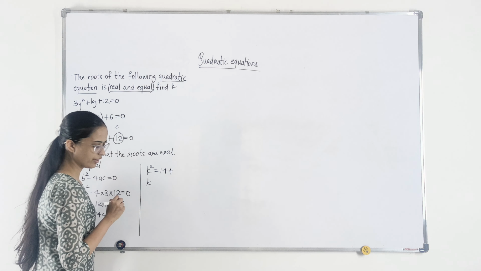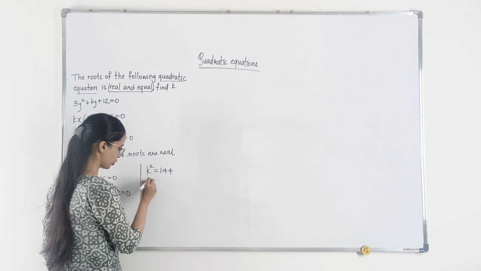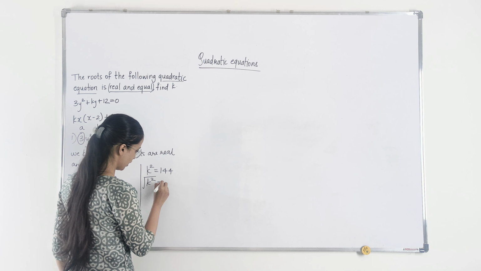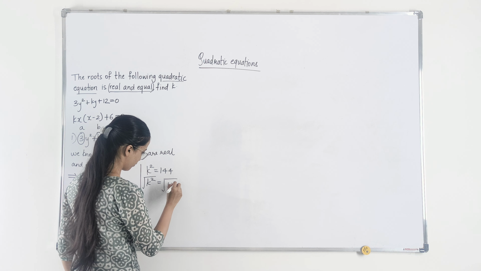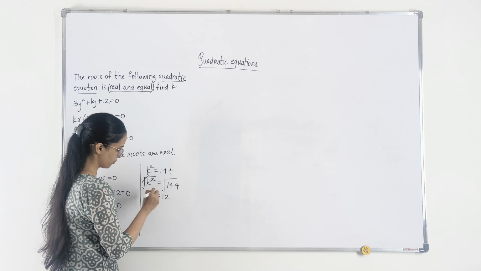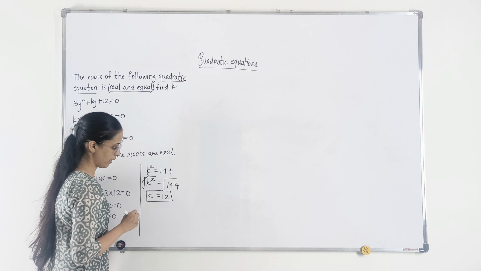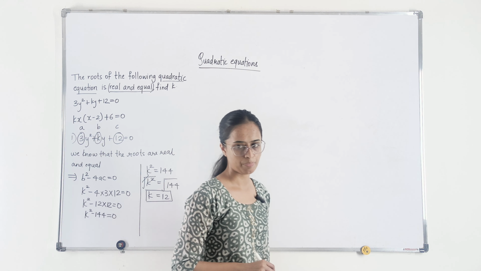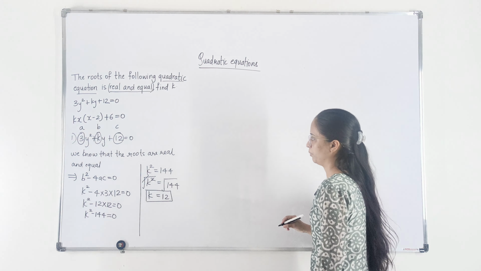Now if you want to find the value of k, you are going to take square root on both the sides. So square root of 144, square and square root get cancelled, square root of 144 is 12, hence in this case your value for k is 12. Now let's move on to the next problem.